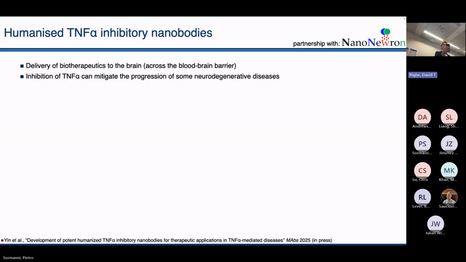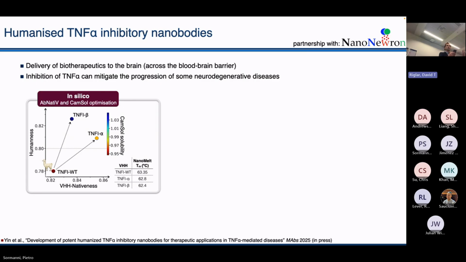And I'm going to go fast now because I'm running out of time. We have done it with another company in other ways. The only difference here is that now we are not just trying to improve humanness with our plot, but we are also trying to improve solubility with our other tools, which is this color code. And we are trying to control stability again with our other tools. So we are doing a more comprehensive approach.